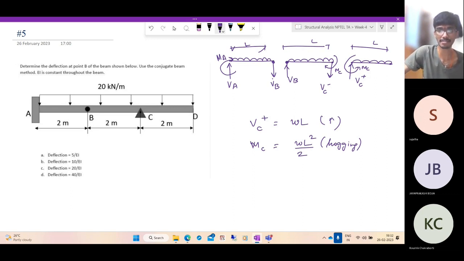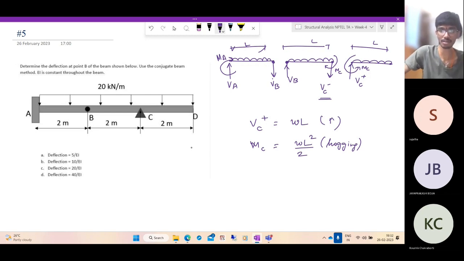And in this span, what do we see? If you want to find VB, what should you do? Take moments about this point, okay? You don't want to find VC really. So we only need the bending moment diagram. We don't need the shear force diagram for finding the conjugate beam loading. We need only the bending moment diagram.